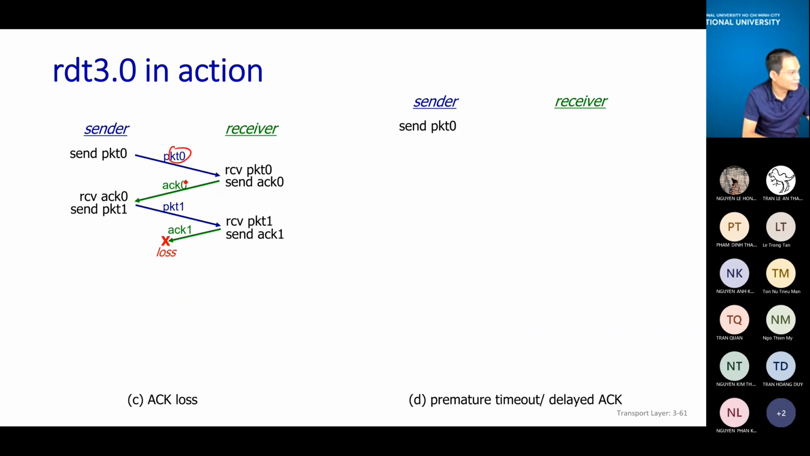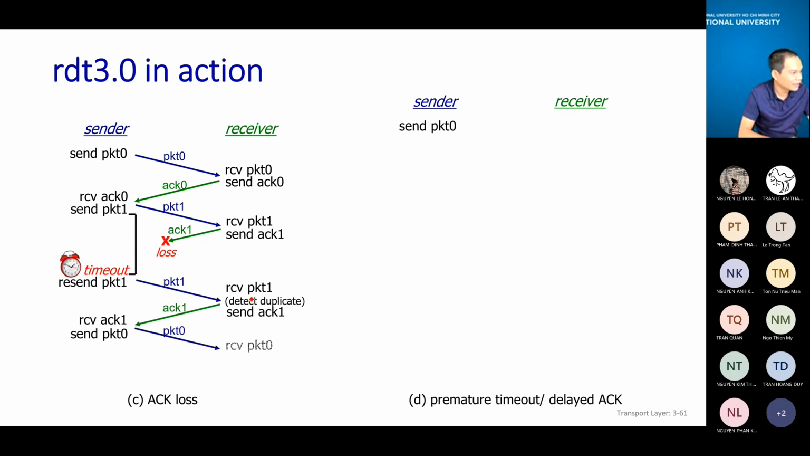Packet 0 is sent out, ACK 0 is received, so everything's fine. Packet 1 is sent out, ACK 1 is sent back, but lost. So what happens? Timeout. Because we have a timeout, we simply resend packet 1. And you see that we detect a duplicate here because we receive packet 1 here and we receive another packet 1 here, so we need to discard one of them.